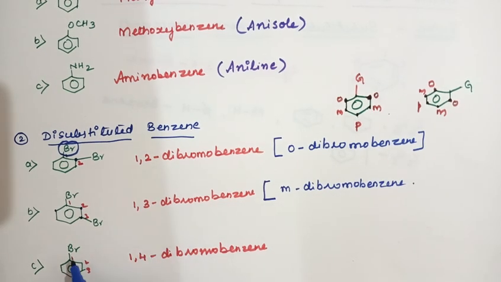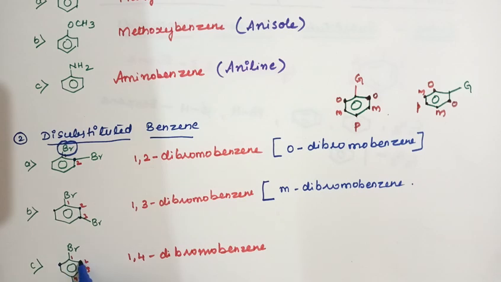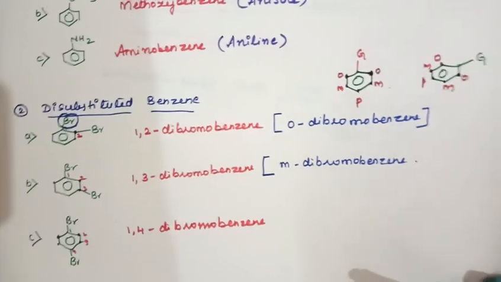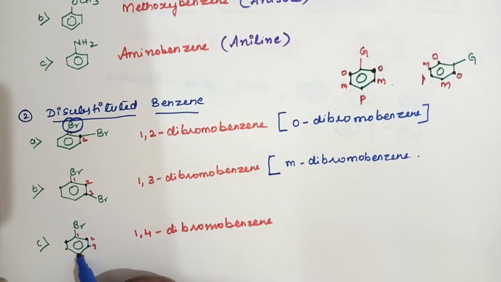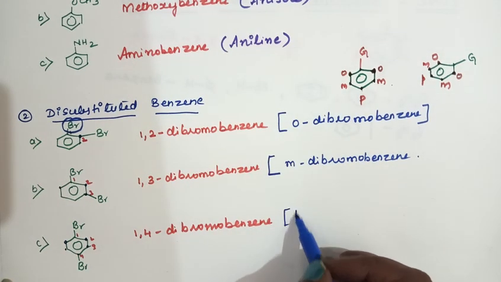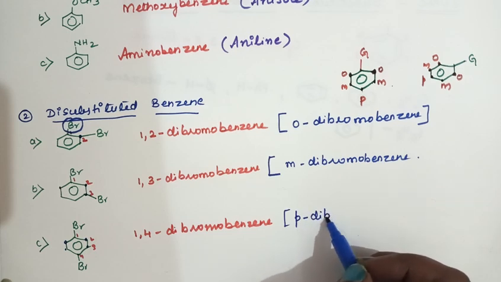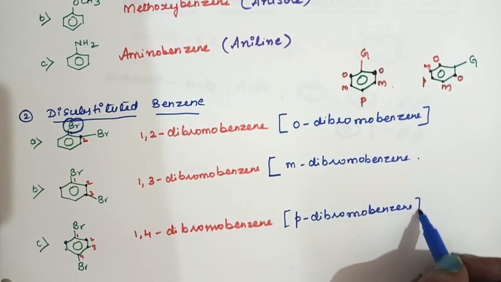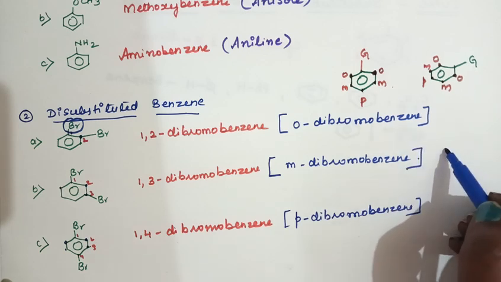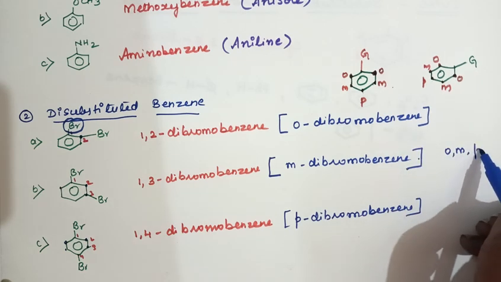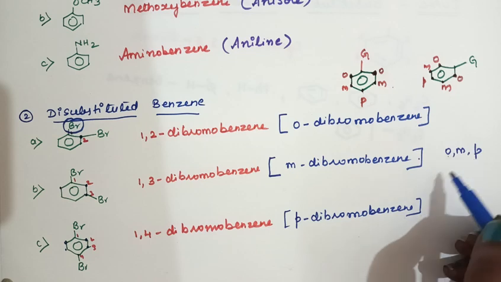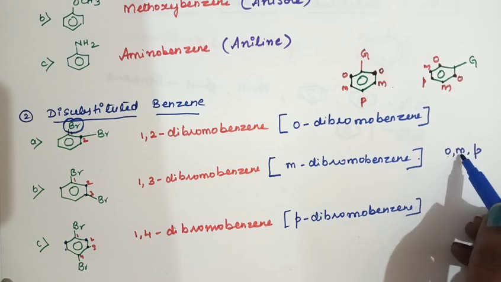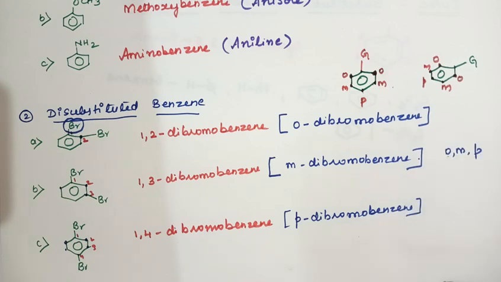And now here these two are ortho positions, these two are meta positions, and here this will be para position. So you will write it as para dibromobenzene. So students, ortho, meta and para, it should be in small letter. So o is ortho, m is meta and p is para. So we'll take some more examples.